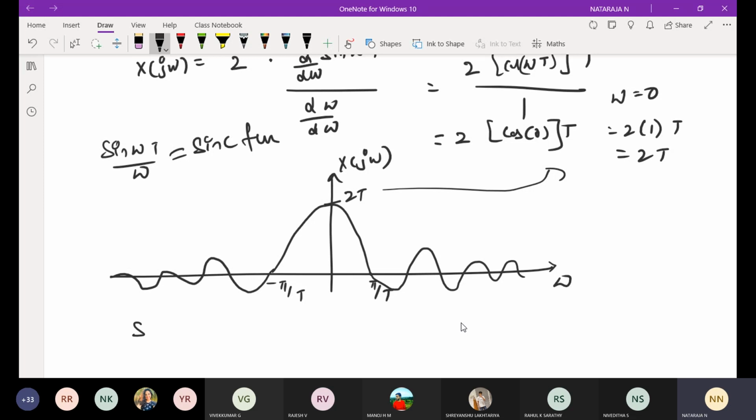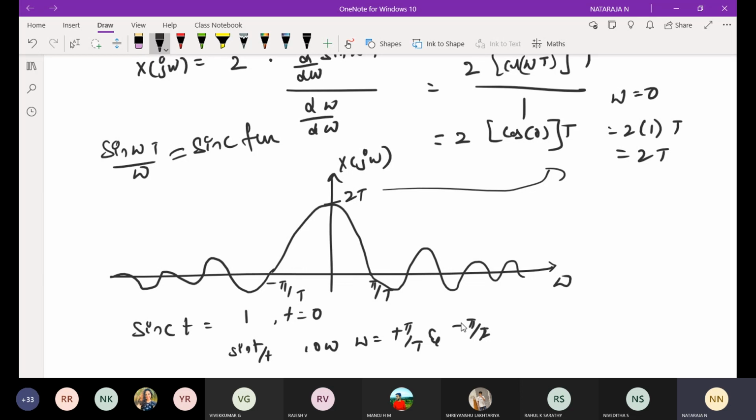Sinc function condition: sinc of t is equal to 1 when t is equal to 0, and sin t by t for other cases, that is, omega equal to pi by T, plus pi by T and minus pi by T. That is the condition for the sinc function.